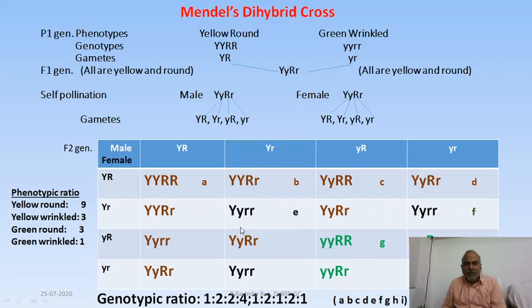But what is the genotypic ratio? Genotypic ratio means we need to identify the genotype, capital Y, capital R, or how many individuals are having capital Y, capital R? If you search, I pointed out A, there is only one. B, you see B, here capital Y, capital R, small r, here also the same genotype. So B are 2. A is only 1, B genotypes are 2. C genotype, here you see, and here the same.